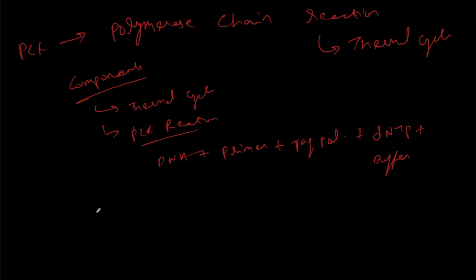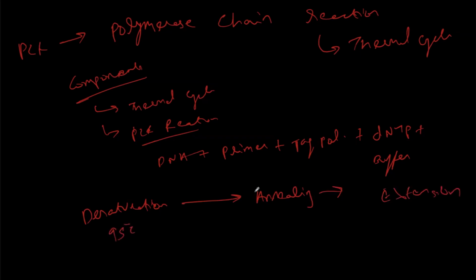Next, PCR has 3 steps. One is denaturation. Then we have annealing. Then we have extension. The denaturation we do at 95 degrees, annealing at 55 degrees, and extension at 72 degrees. In denaturation we separate the DNA. In annealing, we anneal the primers. So the first step is to separate the DNA, the second step is to anneal the primers, and the third step is the elongation step, that is extension, where the DNA will be synthesized.